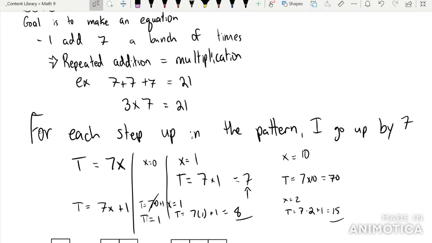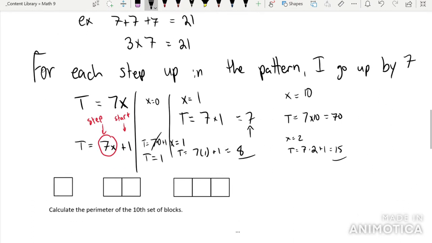Basically, each one goes up by 7. That's how I get this piece here, and then I start at a value of 1. So I start, and then I'll think of this as a step. Each step I go up by 7. So each time x goes up by 1, I'm going to jump up t by 7, and I start at 1. Okay, let's look at a slightly different example.